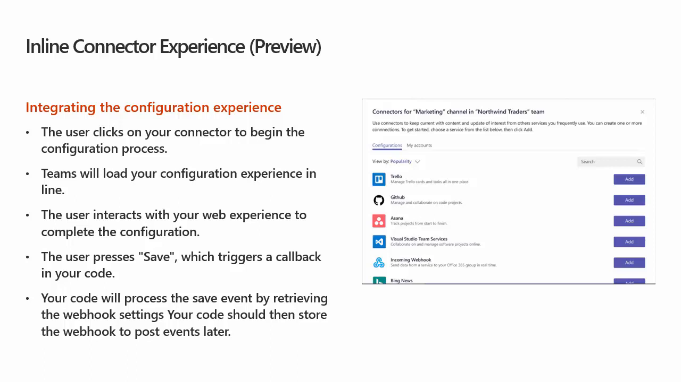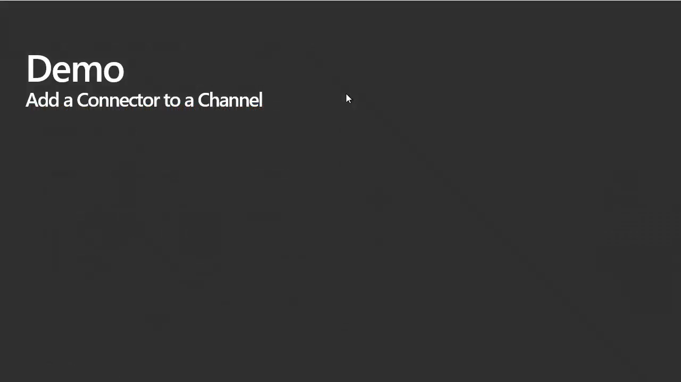The user presses save, which triggers a callback in your code, and your code can then retrieve the webhook settings. And you should store that webhook URL in your backend system so you can post later. Let's go around to the demo and we'll show about adding a connector to a channel.